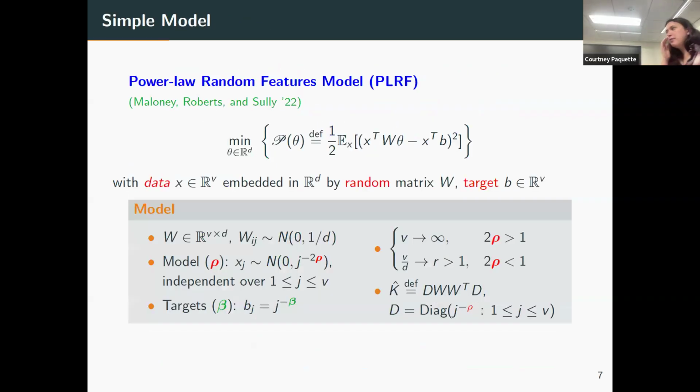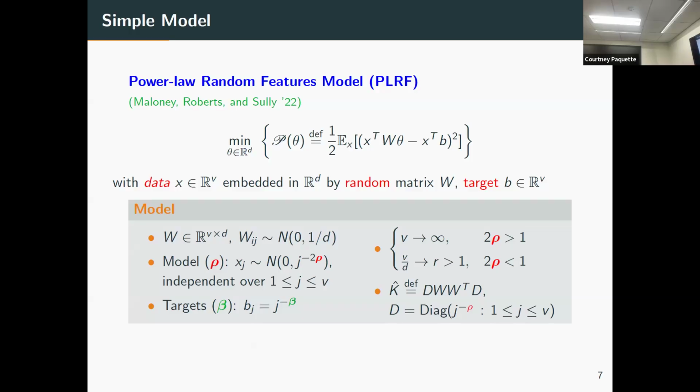Okay, so I'm just going to start with the parallel random features model. I think you guys know this. If not, please ask me. I know most of you have seen this, but what is the idea here? You have your data, X, embedded in R^D by a random matrix, W. W, I'm going to assume, has entries which are normally distributed with variance 1 over D.